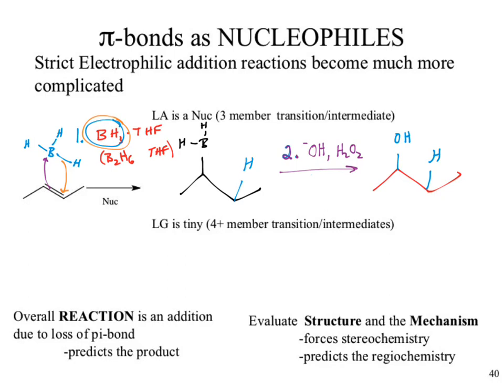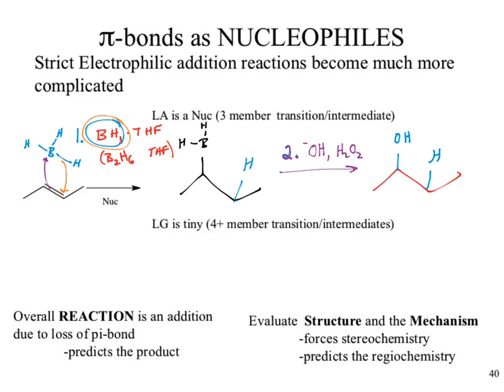This reaction fit which category? Our leaving group was tiny. We're looking at 4-member transition states. If we look at the beginning to end, I start with an alkene and I add H and OH, and they are added as a syn addition.